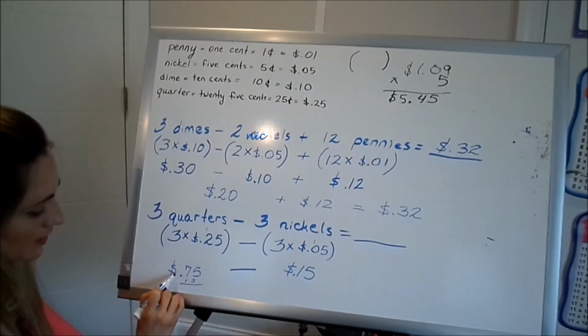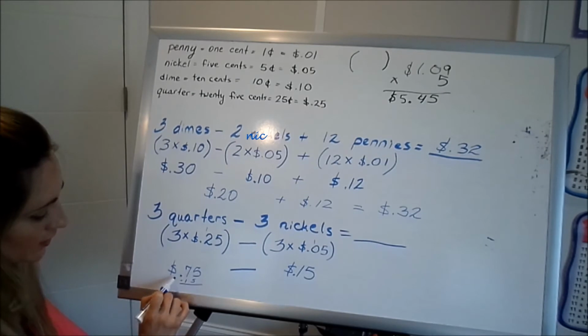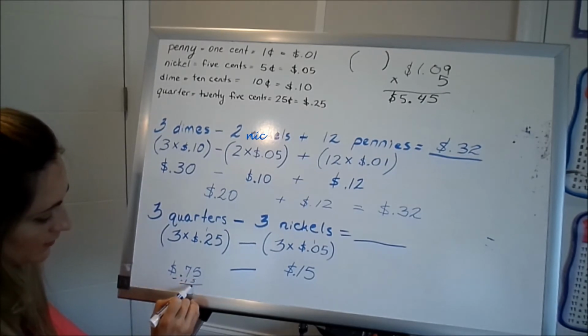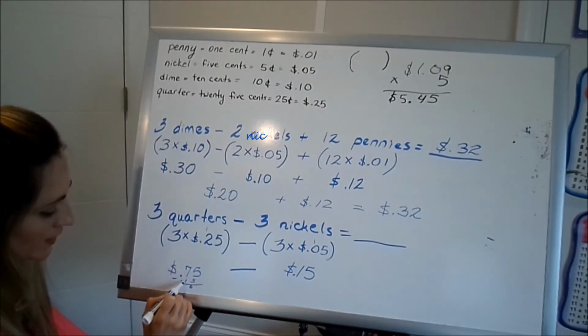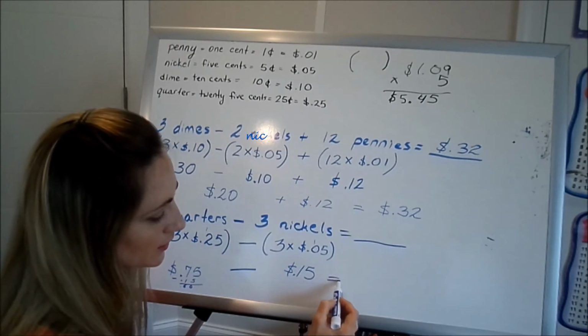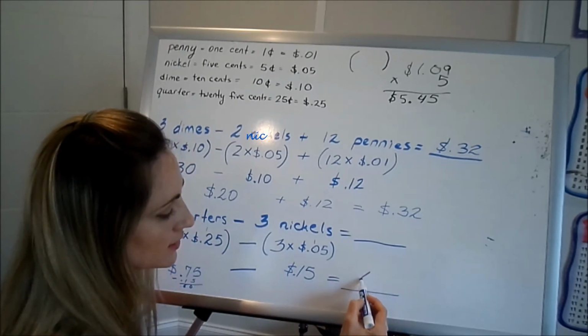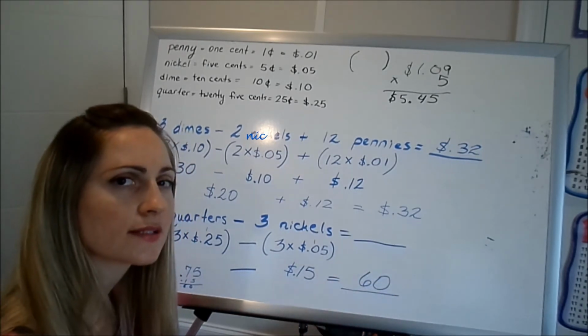So 15, 75, there they are. Subtract them. 75 minus 5. 5 minus 5 is 0, and 7 minus 1 is 6. Don't forget your decimal. 75 minus 15 equals 60?